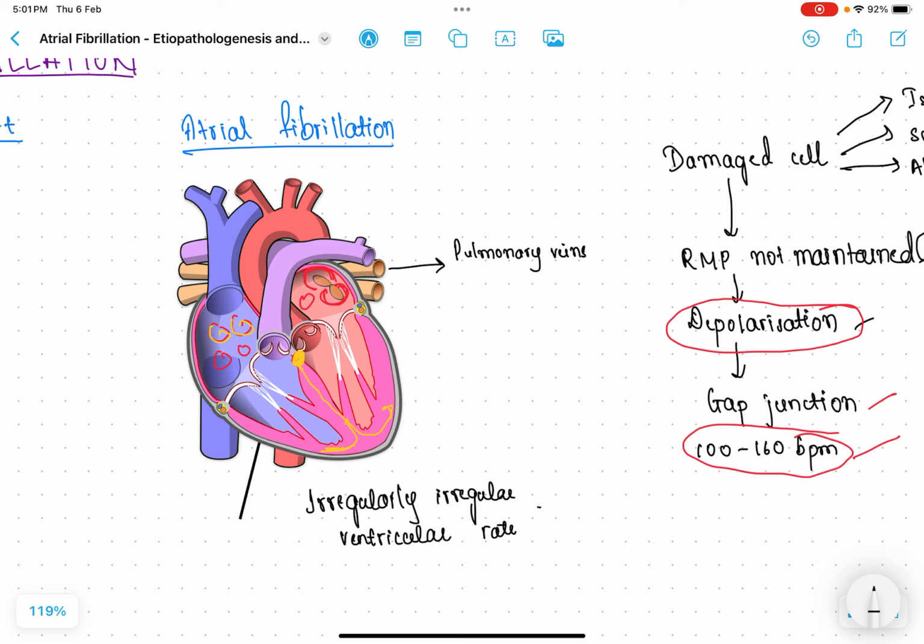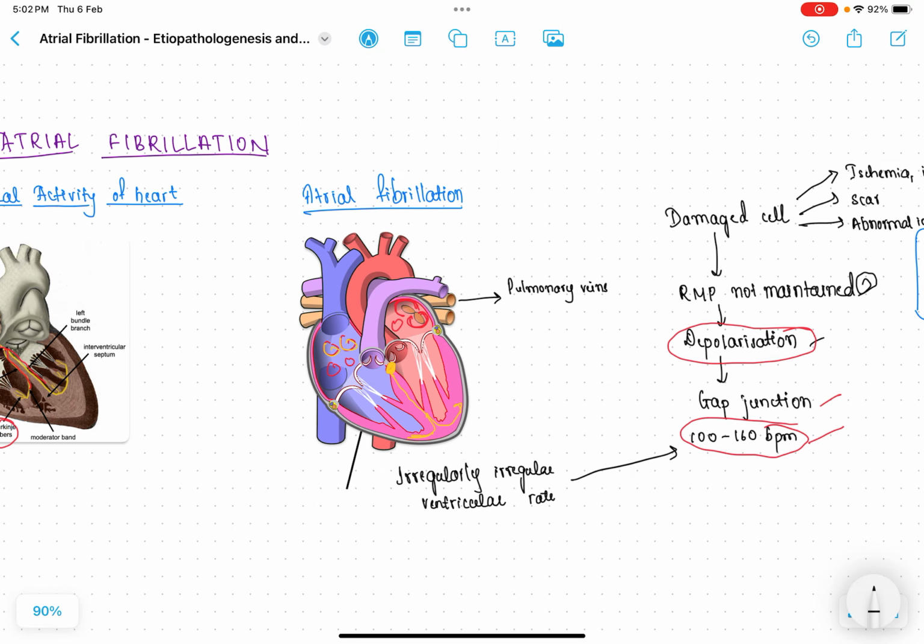And what is the rate? The rate is somewhere between 100 to 160 beats per minute. So I hope you understood the pathomechanism of atrial fibrillation.